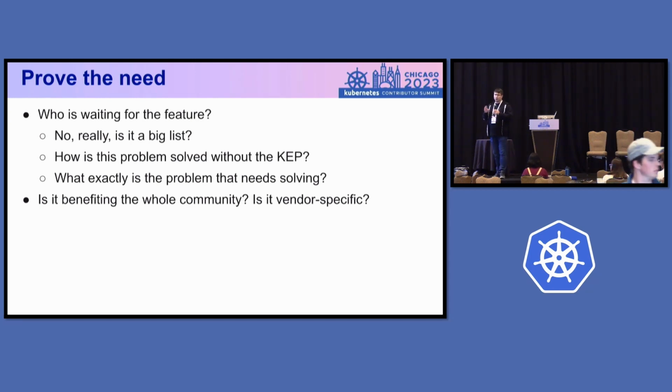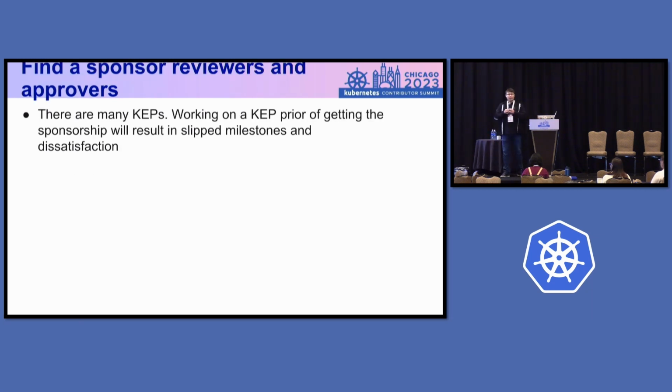And then you also need to check, for sidecars we didn't have this problem, but for other KEPs, you need to make sure that this is not something needed for a specific vendor or specific party. It's needed for the entire community. If something is vendor specific, typically we have some ways to plug in functionality into Kubernetes, and maybe that's the best way for you to go.